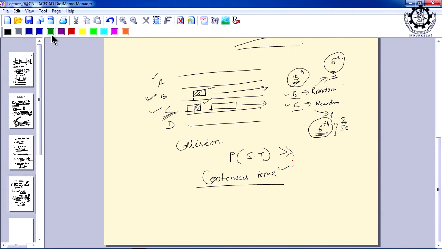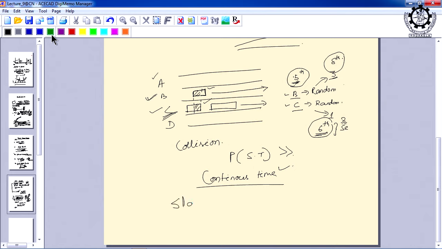So, to improve upon this continuous timer or this waiting time, they had another kind of protocol, an improvised version of this protocol, which is the slotted Aloha protocol. How this slotted Aloha works and what is the principle of slotted Aloha, how it improves the efficiency over the Aloha protocol, we will see in the next class.